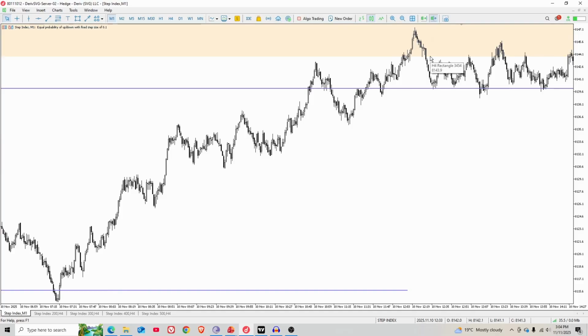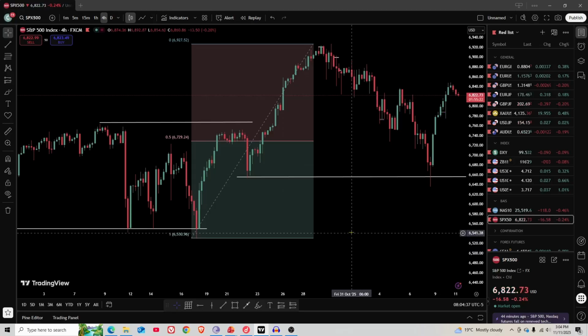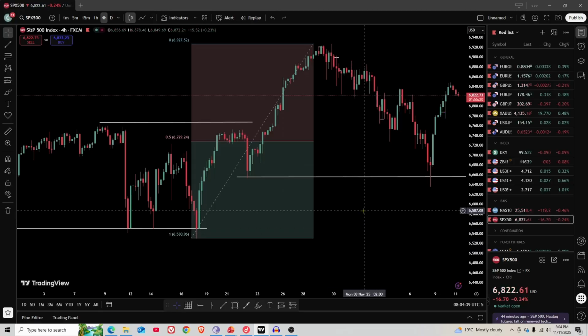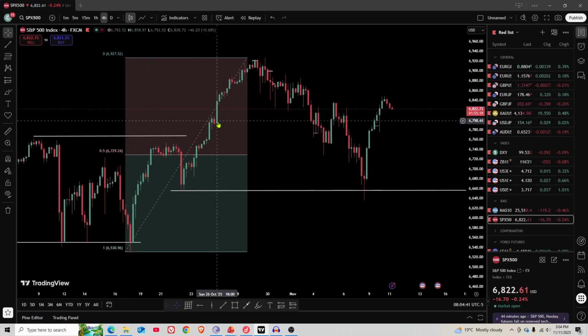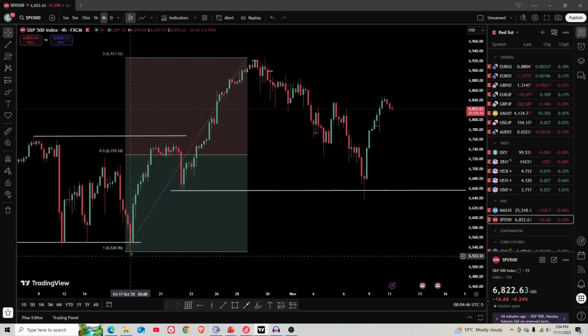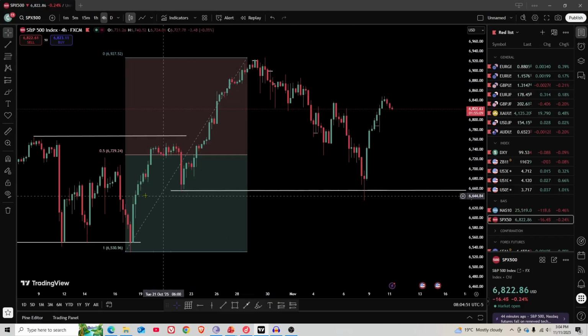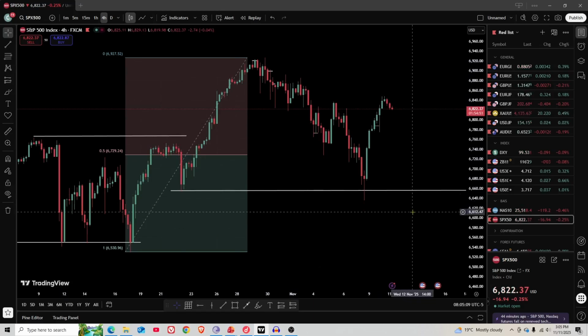So let's just go to our second example. We are looking at the S&P 500. This is a 4-hour chart. The market pushes, takes out that high. So with a strong low, we have a weak high, and the market then drops, takes out liquidity, and then we start pulling back. Now, how would we trade that on the 15 minutes chart?